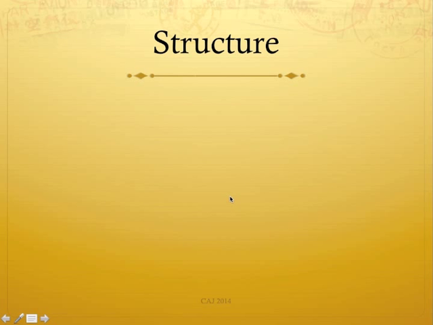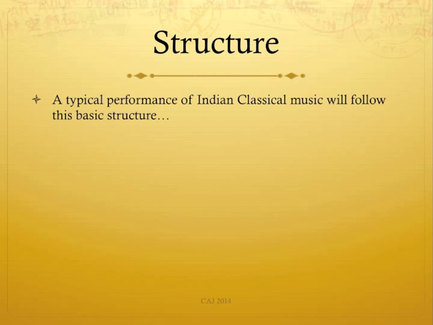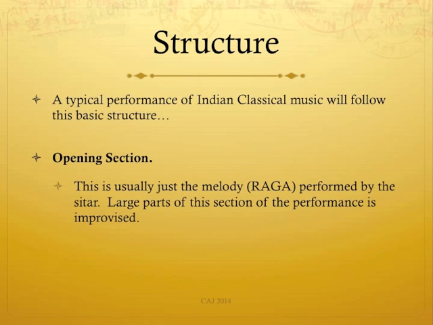So, let's have a little look at the structure of Indian classical music. Let's have a little look at how it's actually pieced together. Now, a typical performance of Indian classical music will follow this basic structure. So it'll have an opening section. This is usually just the raga, which is performed by the sitar. Now, large parts of this section of the performance will be improvised. And if you can't remember what improvise means, it means that it's largely made up there and then. It won't just be anything that the sitar player wants to throw together. It will be a set of pre-arranged notes which make up that raga, but he might change the order that they're played, he might change the way that they're played, he might change the speed in which he plays it. There's no set rule. It's largely made up and largely improvised.